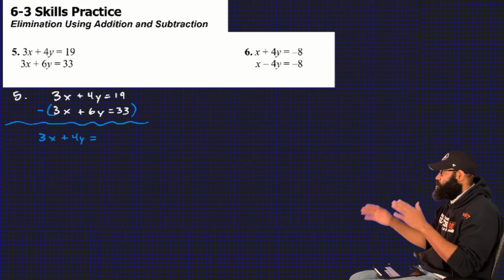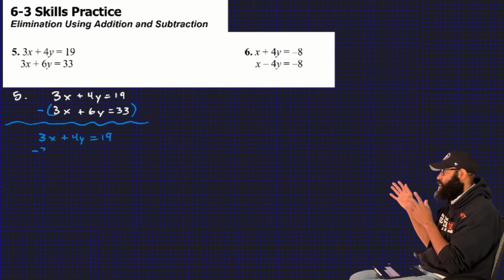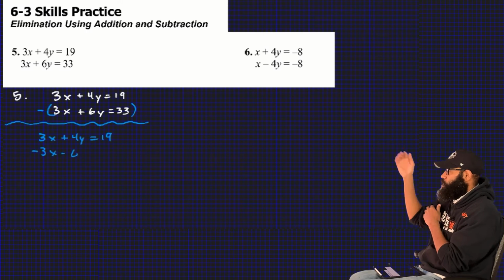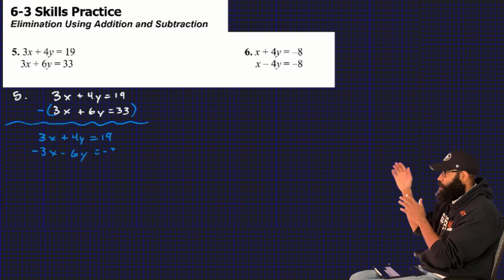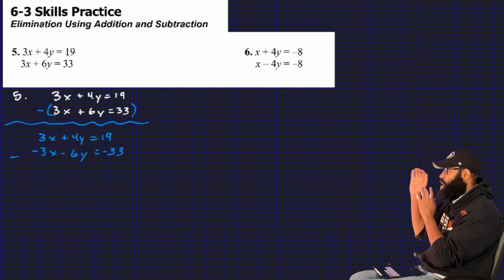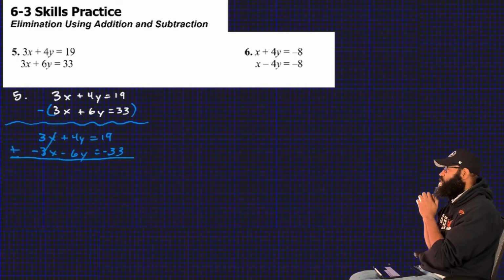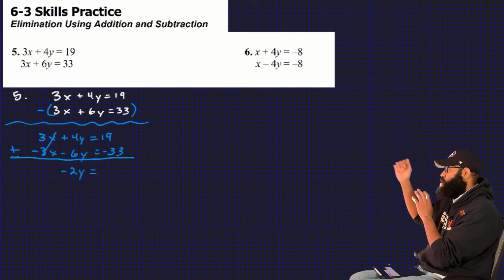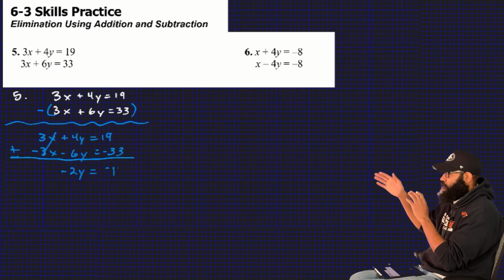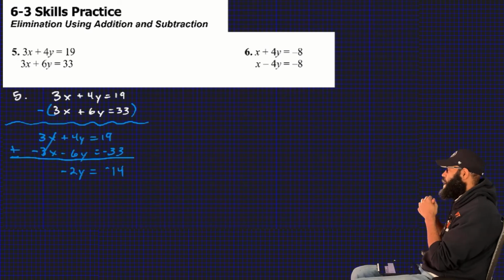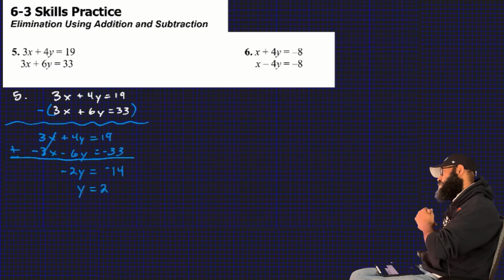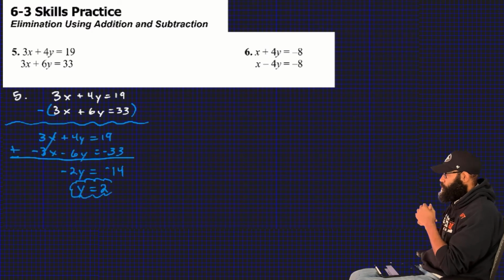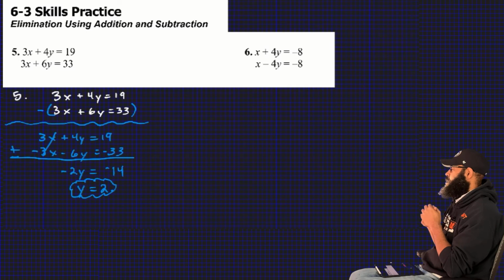And the first equation, rewrite just as it is. 3x plus 4y equals 19. Second equation, -3x minus 6y equals -33. Keep it moving, right? Now it's good to go. Add it up, the top and the bottom. First terms eliminate each other. The second terms add up to a -2y. And then of course, 19 minus 33 is equal to -14. And of course, -2 times 2 is -14.